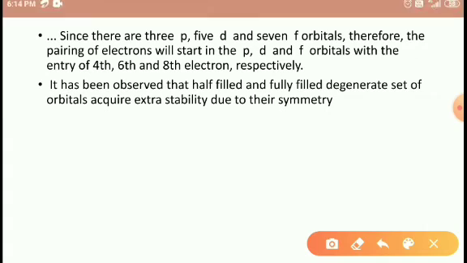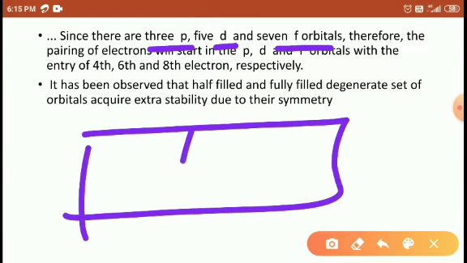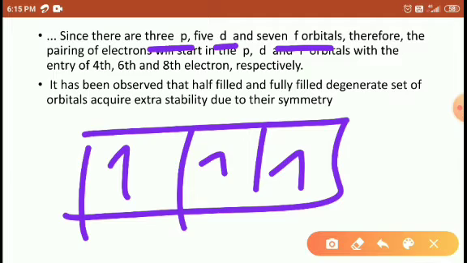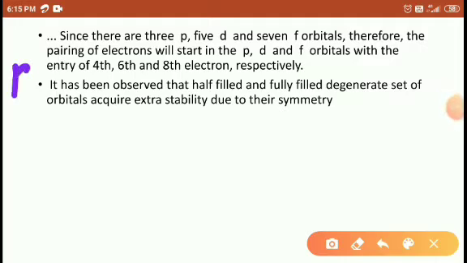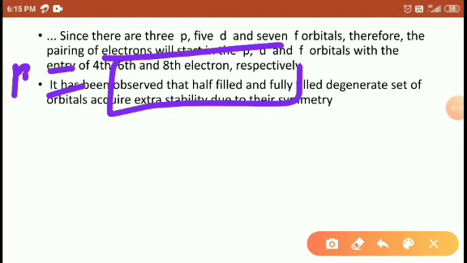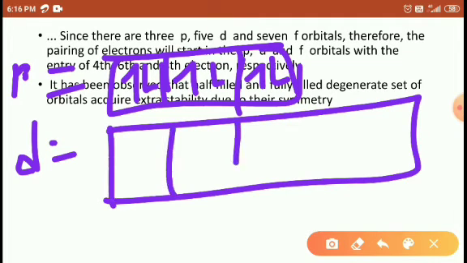Yes, friends. The p subshell holds 6 electrons, the d holds 10 electrons, and the f holds 14 electrons. Whatever the orbitals are, if it is the p subshell, the 3 orbitals must first be occupied singly, then the extra electrons occupy the next orbitals again. In d, the 10 electrons occupy the 5 orbitals.